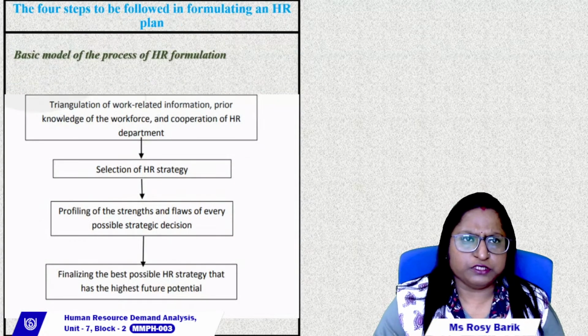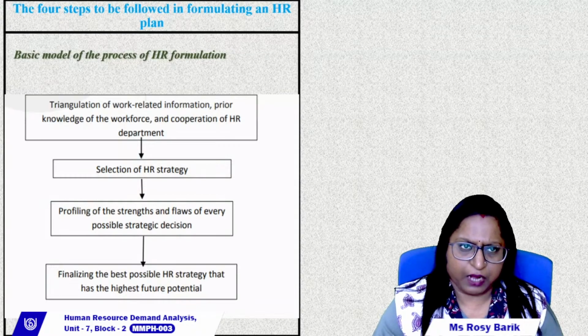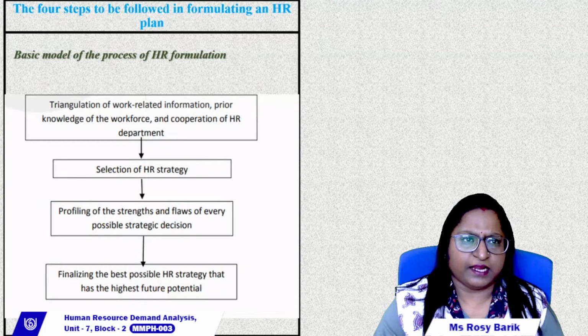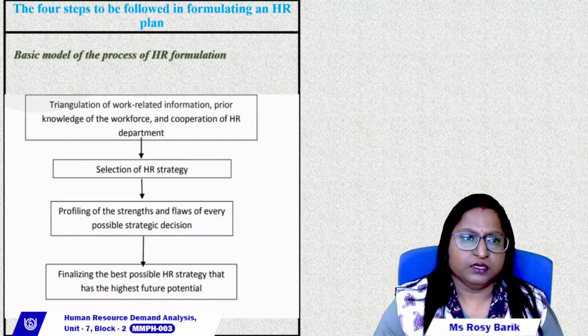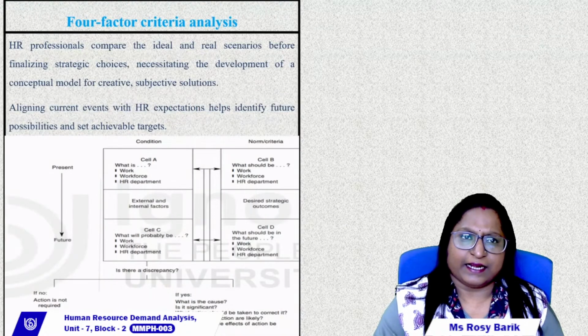So there are four steps of formulating the HR plan or human resource plan. First is triangulation of work-related information, prior knowledge of the workforce, and cooperation of the HR department. Next, selection of the right strategy. Next is profiling the strengths and flaws of every possible strategic decision. Then finalizing the best possible HR strategy that has the highest future potential. So, what is the four factor criteria analysis?